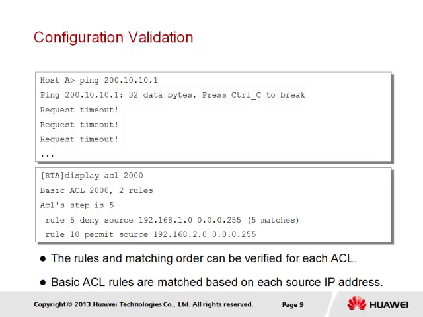is supported. In the case of Rule 5, we find that the rule shows 5 matches, which demonstrates that the access control list has matched the ICMP packets sent as part of the ping to 200.10.10.1 and discarded these packets before they could be forwarded out of interface GigabitEthernet 0/0/0, resulting in the request timeout occurring.